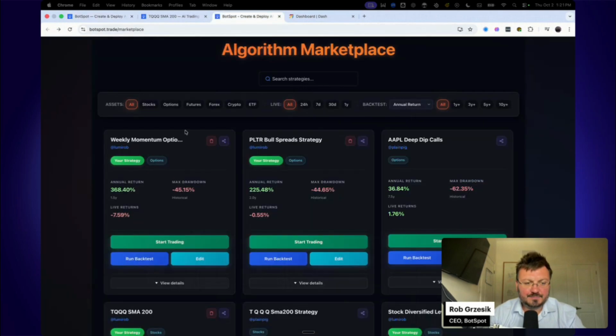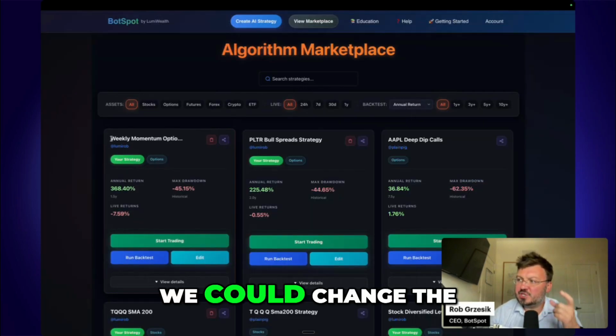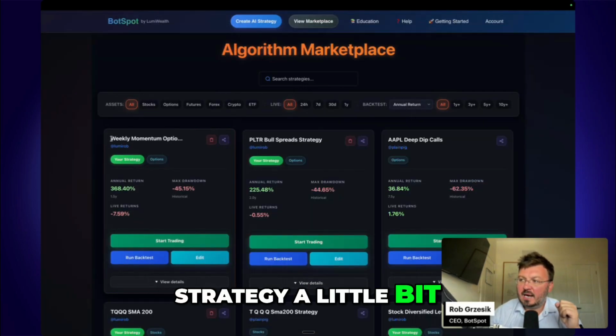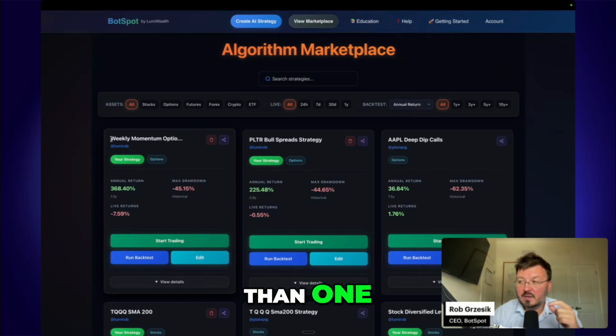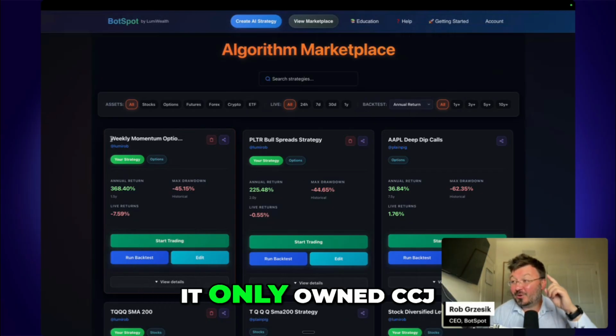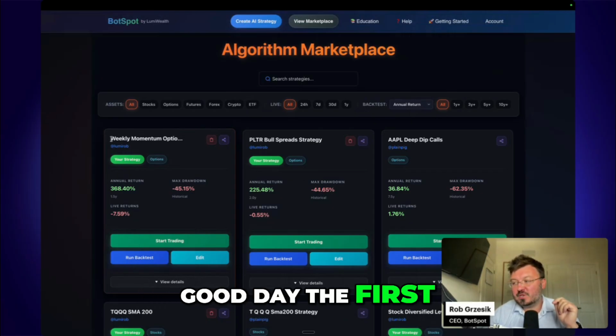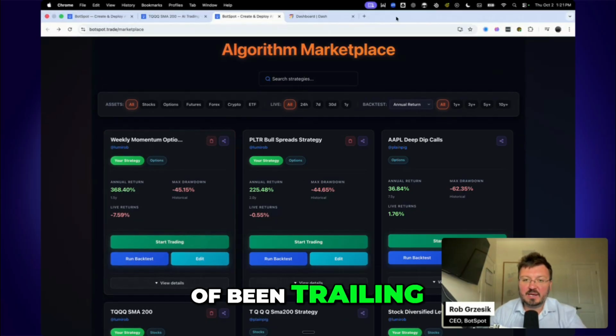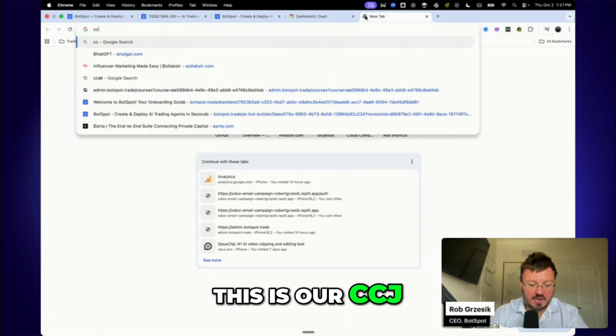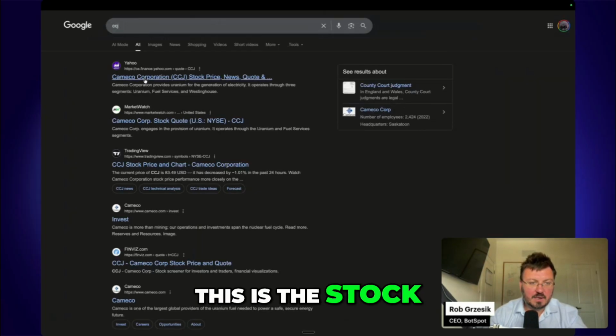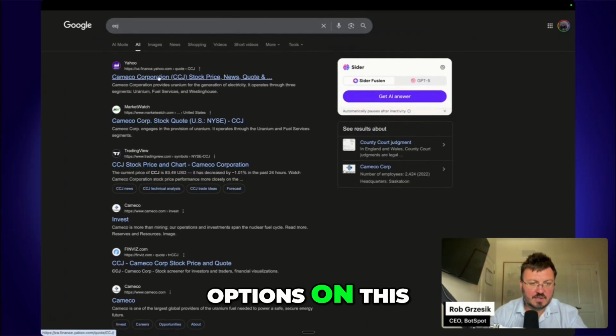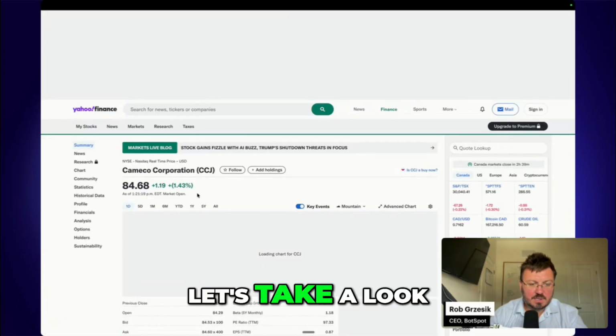And then also, I'm thinking maybe we could change the strategy a little bit to own more than one. Because if it only owned CCJ, which had a really good day the first day and then has been trailing. This is our CCJ. This is the stock, and we own the options on this. Let's take a look at this.